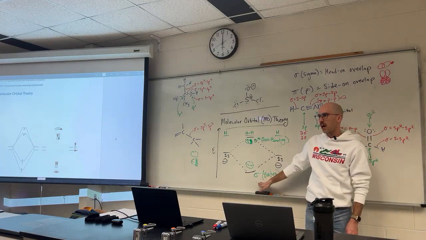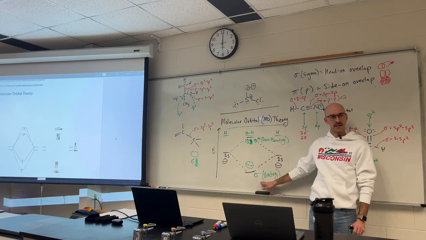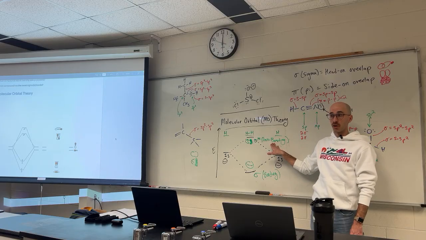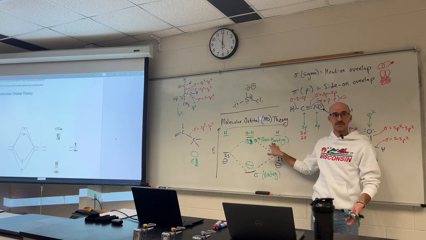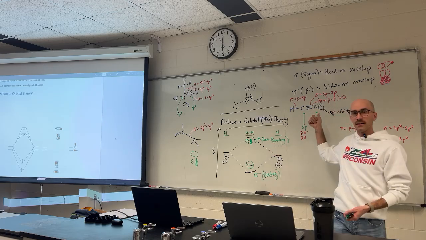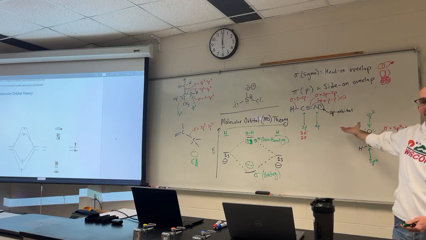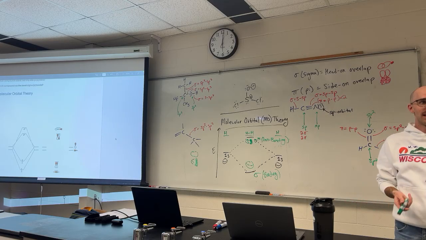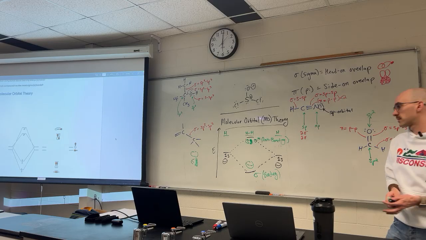If electrons occupy a bonding orbital, MO theory says a bond exists. If electrons occupy an anti-bonding orbital, MO theory says a bond breaks. Valence bond theory cannot tell you why a bond breaks. It also can't tell you why a bond forms. MO theory can tell you why a bond forms and why a bond breaks.